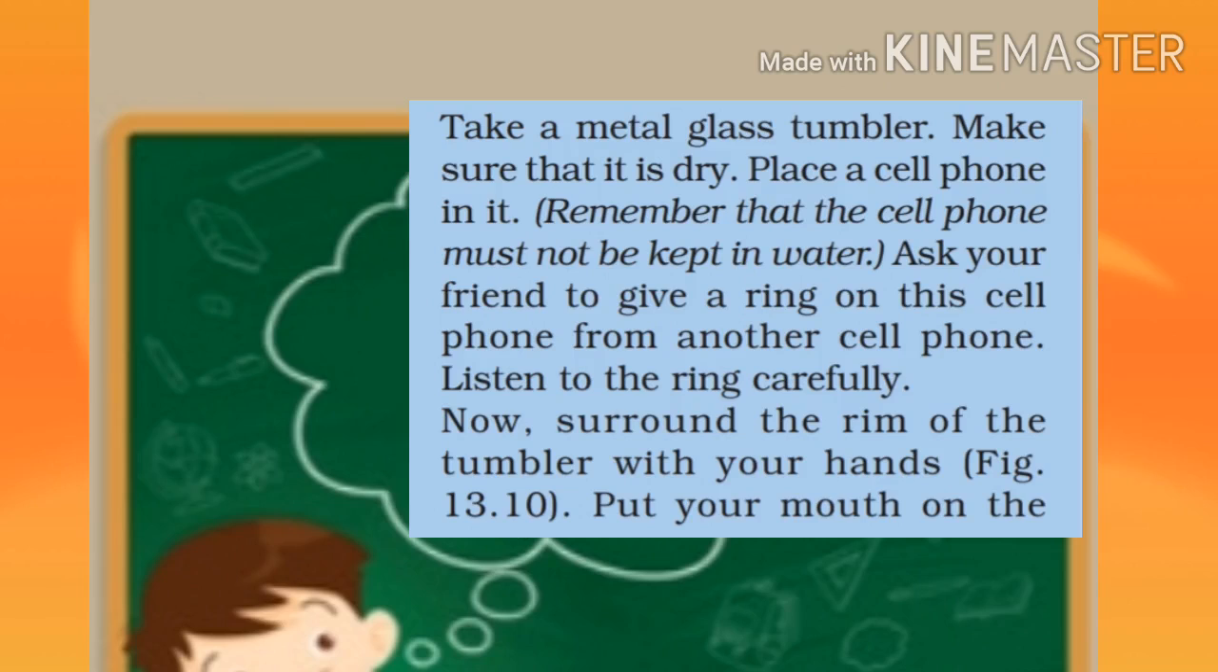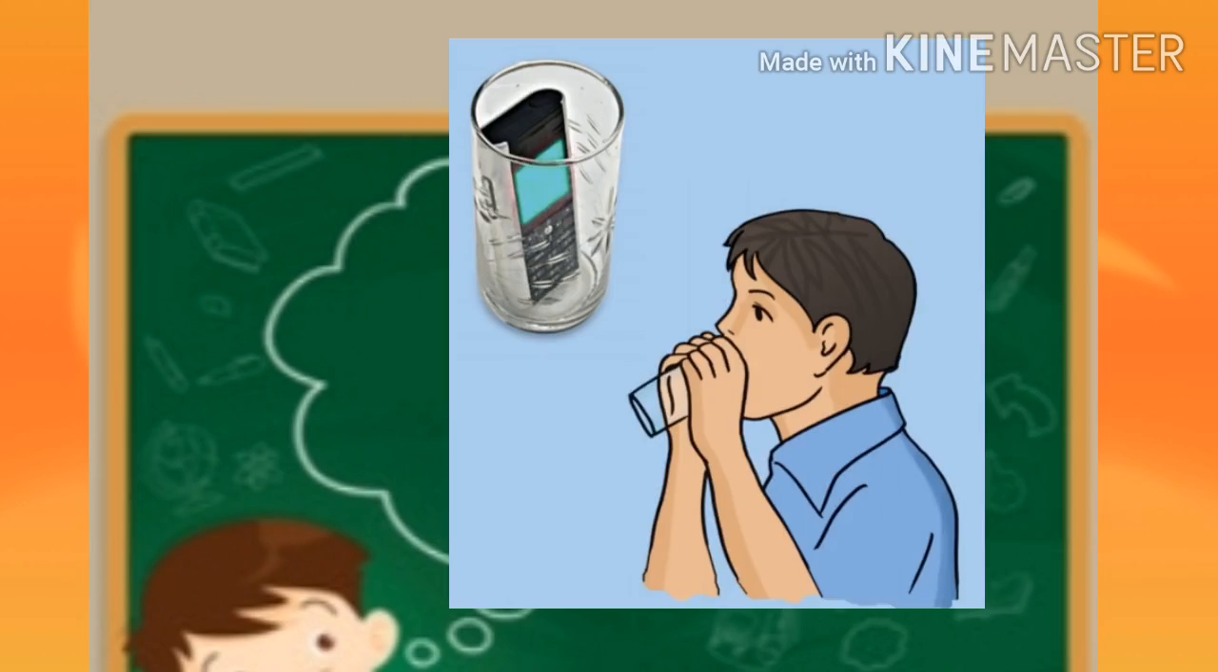Then listen to the ring carefully. We have to concentrate on the ring. Now surround the rim of the tumbler with your hands, then put your mouth on the opening between your hands. You can observe this in figure 9.10, how that boy is holding the glass which has the mobile phone inside. In the same way we have to hold the glass on the mouth and cover the glass with the hands.